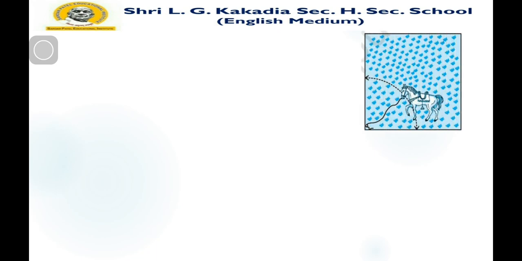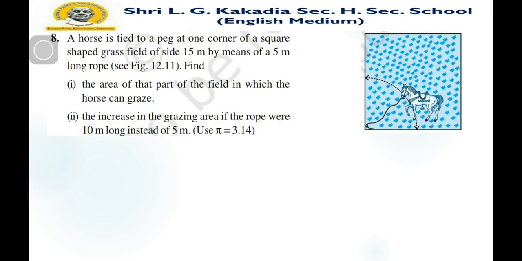Now here it is given in one figure that one horse is tied with a peg at one corner of this square farm. So now we want to find the area that a horse can graze. Let it be given that a horse is tied to a peg at one corner of a square shaped grass field of side 15 meter by means of a 5 meter long rope. So here it is given that its side is 15 meter, meaning it's a square farm.